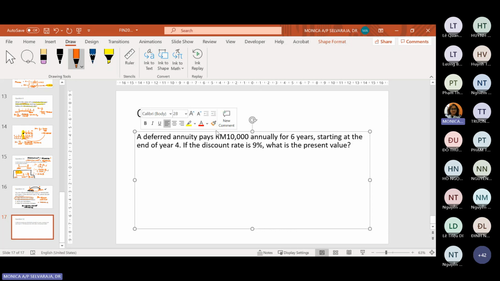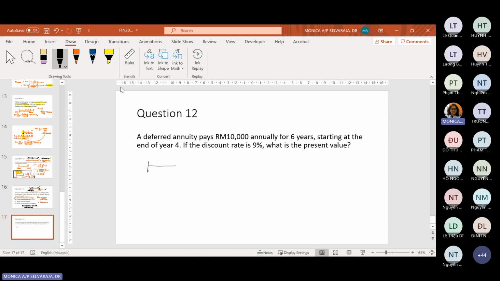Okay, so deferred annuity: payment of 10,000 annually for 6 years, starting at the end of the 4th year. So what is the present value? Okay, 0, 1, 2, 3, 4.